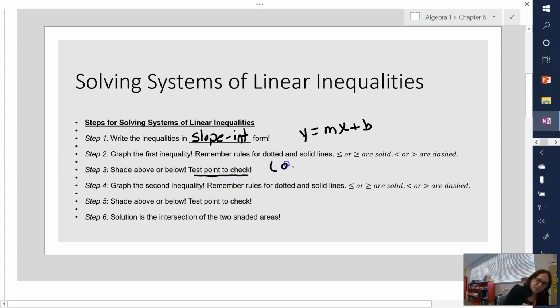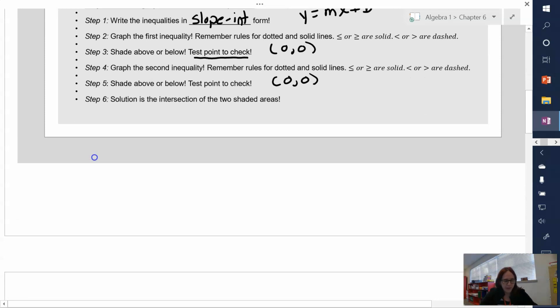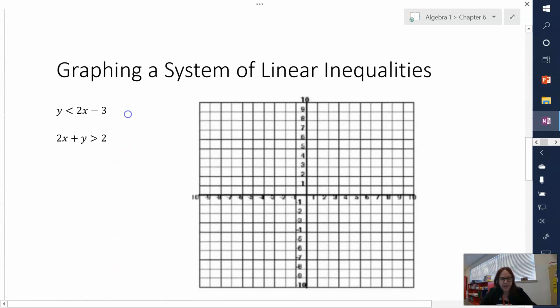My favorite test point is 0, 0. That's the origin. And then graph your second inequality. Again, solid or dashed, and then shade using your test point of 0, 0. The solution is going to be the intersection of the two shaded areas, in other words, the part of the graph that was shaded twice. Let's go ahead and solve one of these by hand so that you see what I mean.